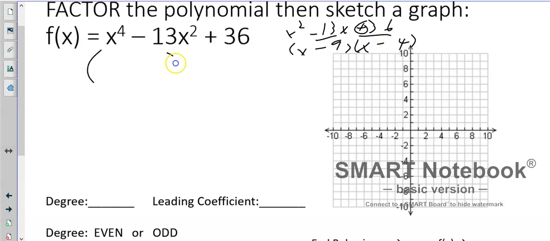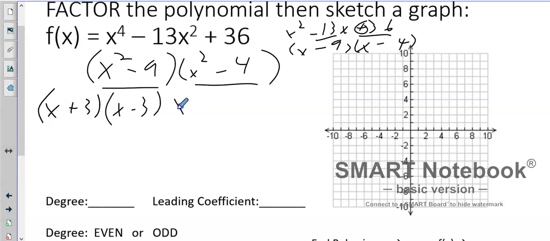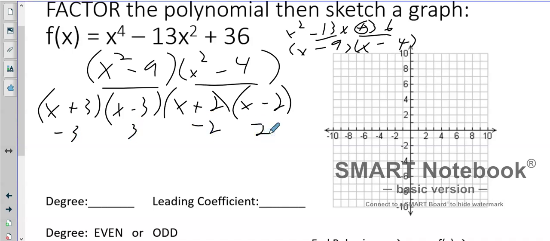So when we factor this, same thing, except it's going to be x squared. That's the only difference. Minus 9, minus 4. Now the beauty of this is these are both perfect difference of squares. So this factors to x plus 3, x minus 3. And this one factors to x plus 2, x minus 2. So what are all my zeros? Negative 3, 3, negative 2, and 2.